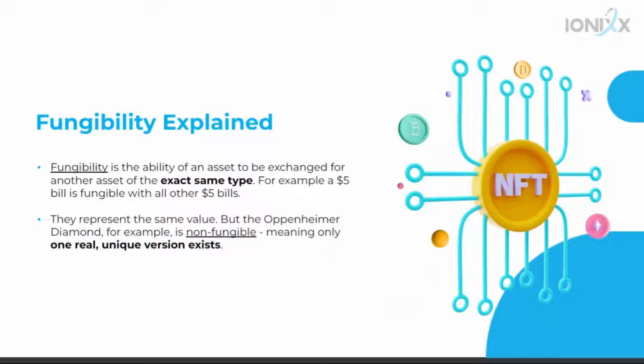Fungibility is a concept that's important to understand when you're thinking of NFTs. It's the ability of an asset to be exchanged for another of the exact same type. For example, a $5 note is fungible with every other $5 note in the world because they're the exact same type. They hold the exact same value as one another. So when you look at something that's non-fungible, it could be like the Mona Lisa or the Oppenheimer diamond, where there's only one real one. Only one unique real version exists. So it's not the same in value as anything else. It's always unique, and there's only one of it that exists in the world.